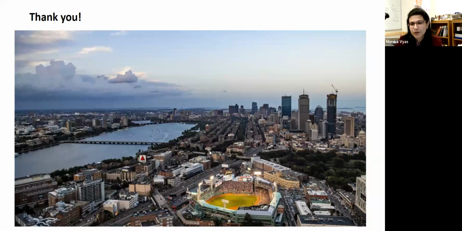While we're waiting for questions, this is a very nice aerial view of Boston, and this is Fenway Park Stadium, which is the home of the Boston Red Sox. Don't ask me much about sports, but an interesting bit of trivia is that the hospital that we work at, Beth Israel Deaconess, is the official hospital of the Boston Red Sox as well.